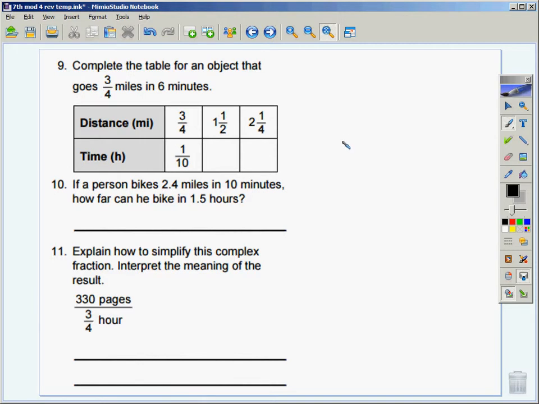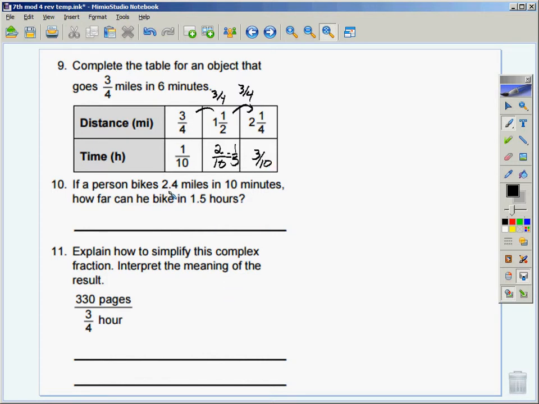Complete the table. It says 3/4 of a mile in 6 minutes. From 3/4 to 1.5 is actually another 3/4 of a mile. So if this was 1/10, then this would be 2/10. From 1.5 to 2.25 is actually another 3/4 of a mile. If this was 1/10, this is 2/10, which is the same, by the way, as 1/5. This would be 3/10.